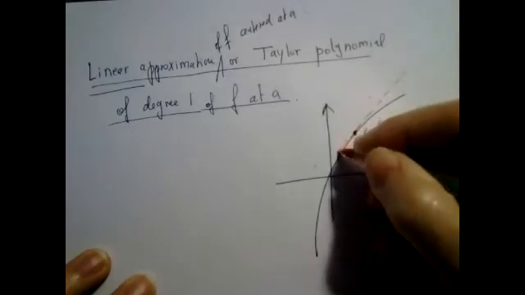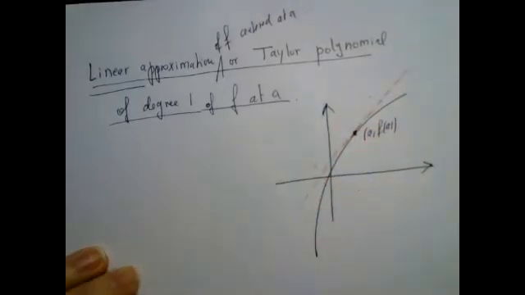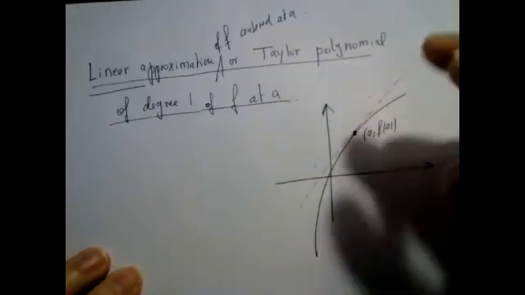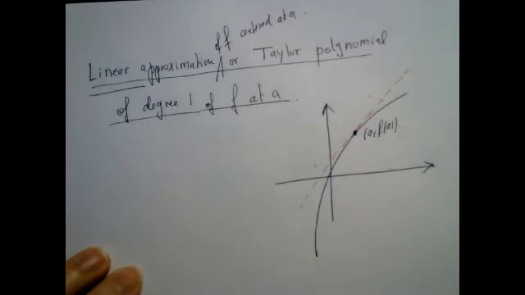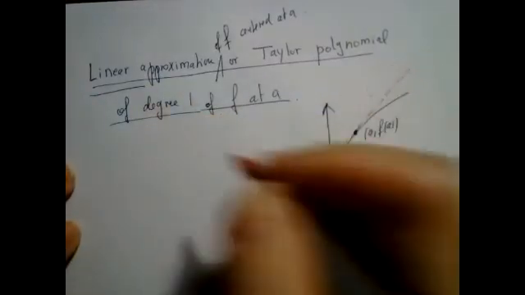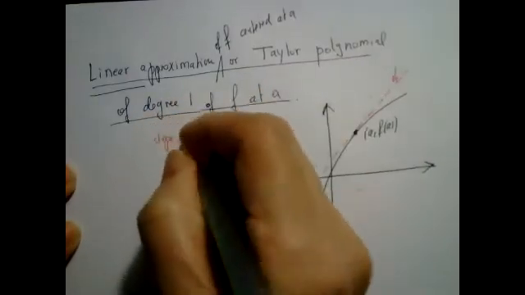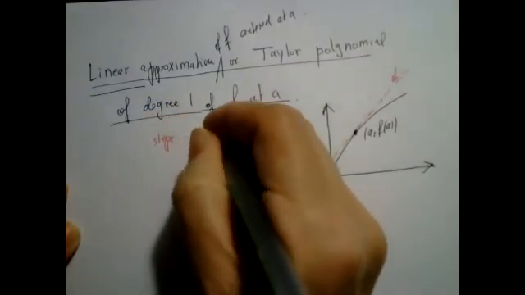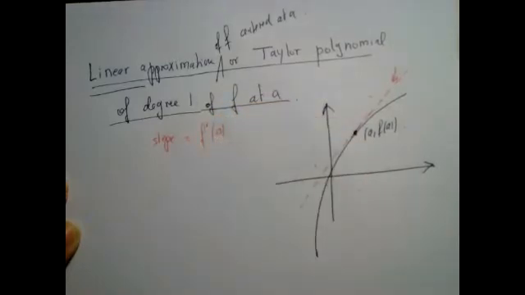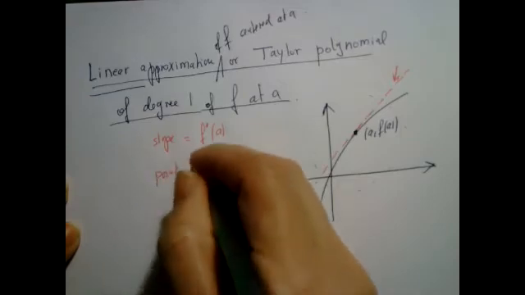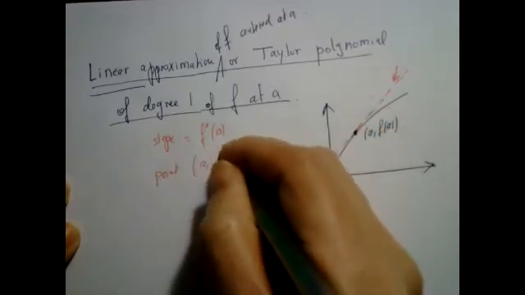Very good. It's a tangent line. It means locally, near a point, the function and the tangent line are very, very close to one another. So let us remember the equation of the tangent line. The slope of the tangent line is the derivative at A, and the point on the line is A, f of A.